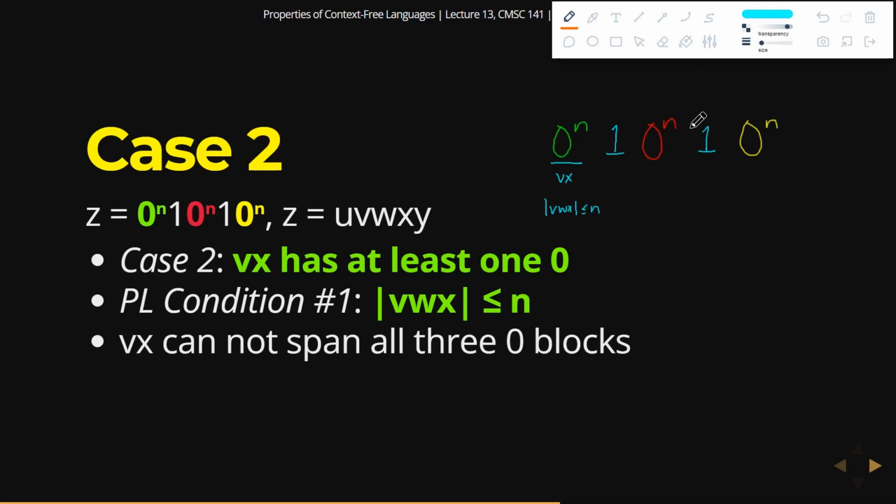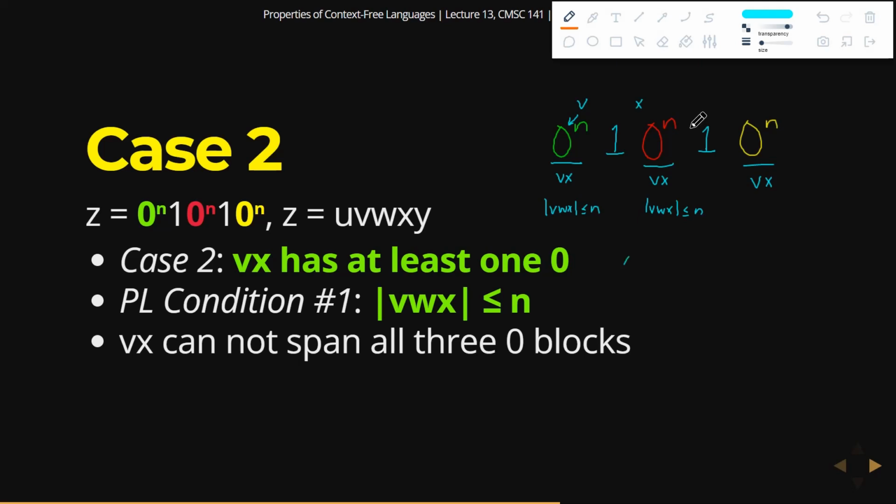That's one possibility. Another possibility is the v and x could be all here, in the second 0^n. That's also possible, because then the length of vwx would be less than or equal to n, because it's inside these n zeros. And again, it could also be here. But another possibility is that the v could be here in 0^n, and the x could be here? Well, yes, it's possible. It could be here.